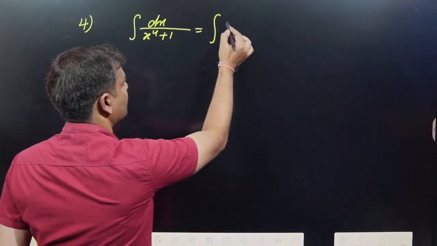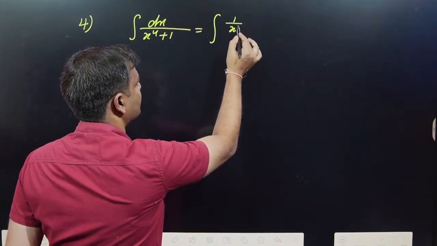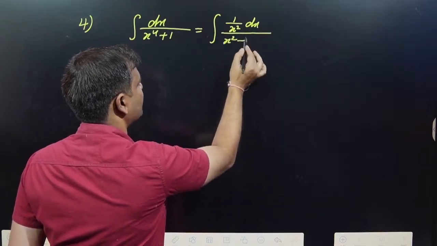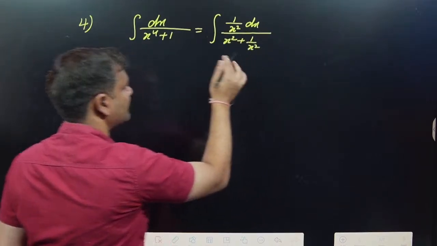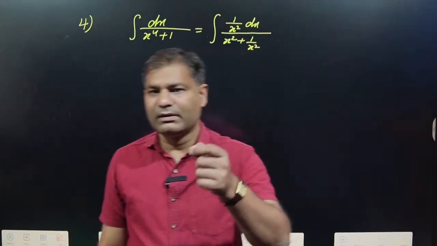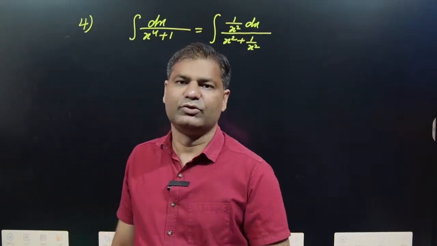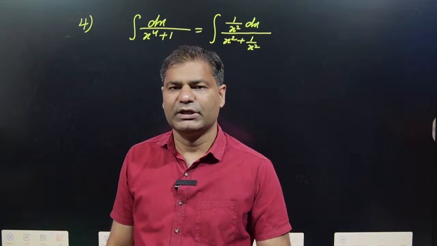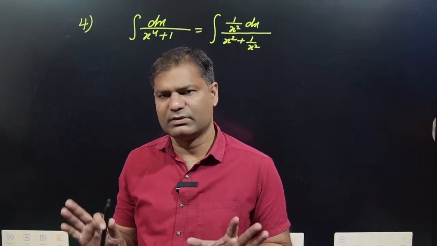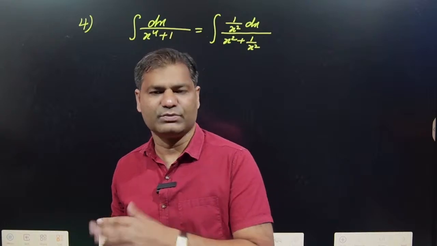First of all, dx divided by how much? x square plus 1 upon x square. Basically, we divide x square in the denominator and numerator. Then we get the numerator simply 1 dx, divided by, and the denominator is x to the power 4 plus 1.